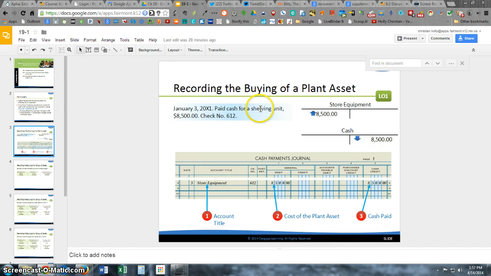So a shelving unit most likely is going to be store equipment. For instance, if you work in any type of merchandise store, you need shelves to put your merchandise on so your customers can see it. But as you're working through the problems, if you ever have a question, make sure you ask.